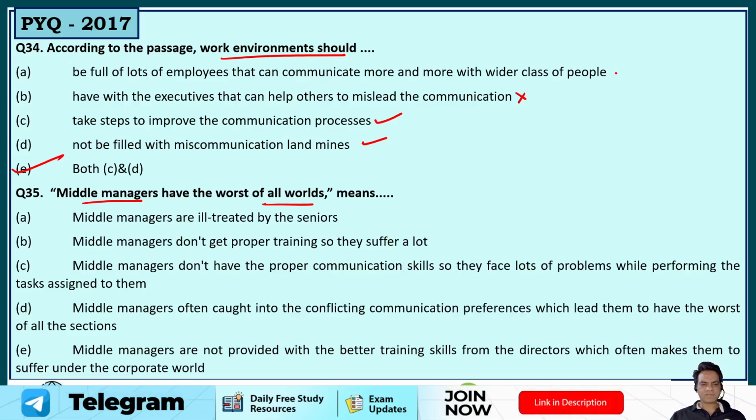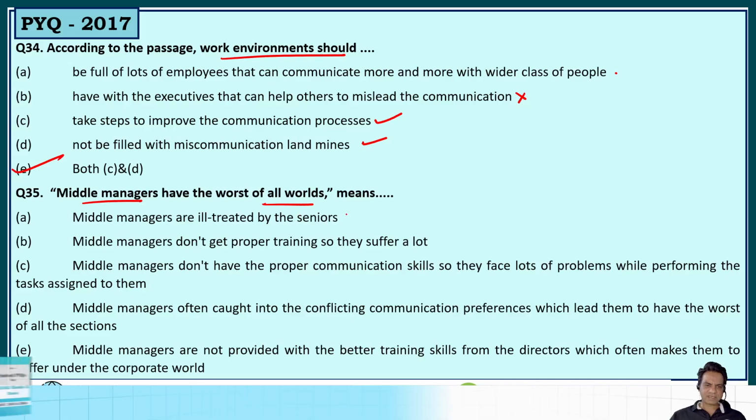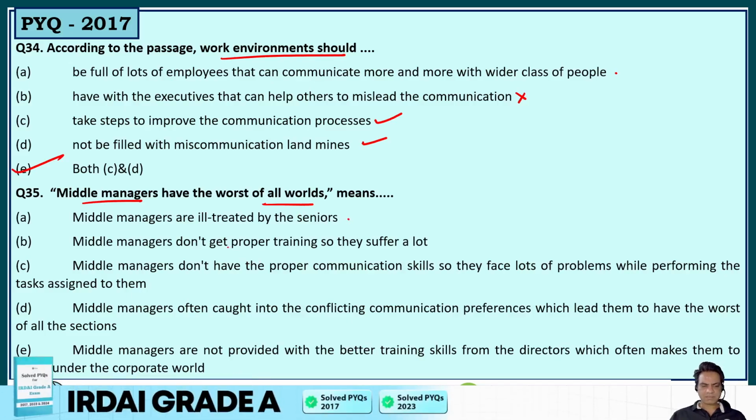Middle managers have the worst of all worlds. Means middle managers are ill-treated by seniors? Middle managers don't get proper training, so they suffer a lot?